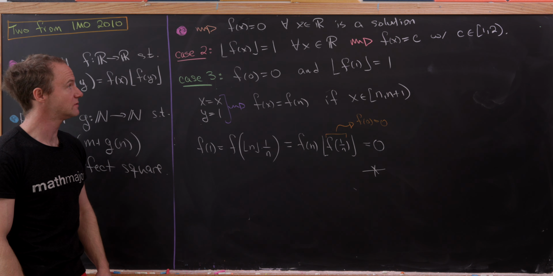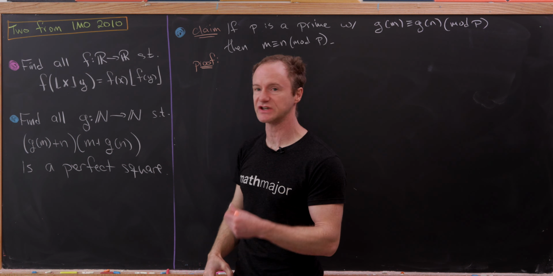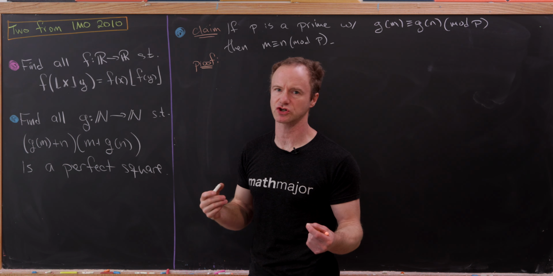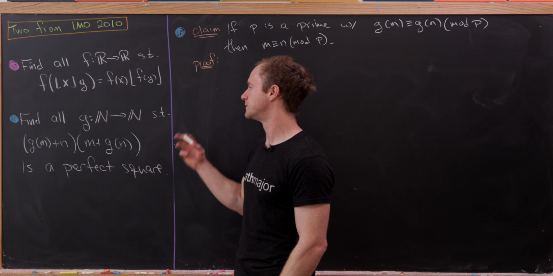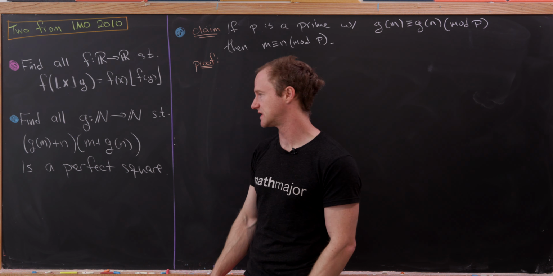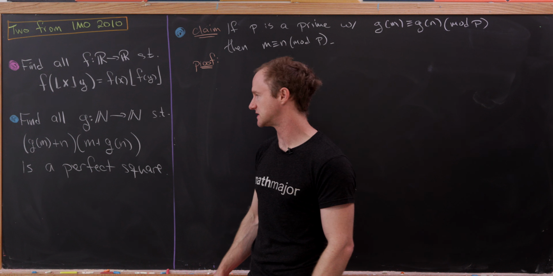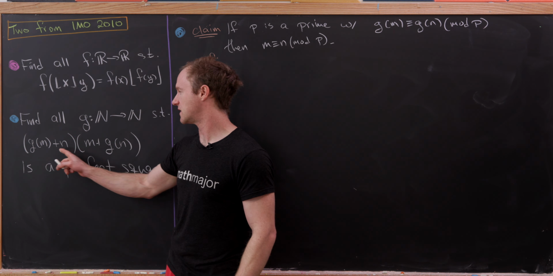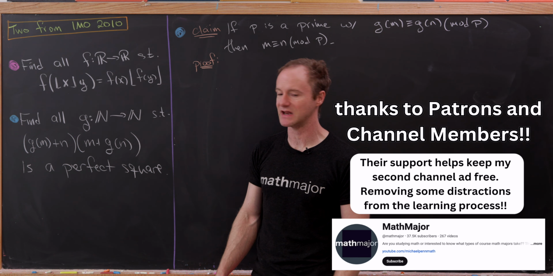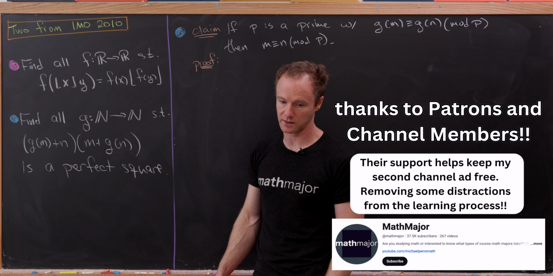Okay, so we just finished looking at this first functional equation. Now we're ready to look at the second, which isn't really a functional equation. It's more of like a functional relationship, if you will. So our goal is to find all functions g from natural numbers to natural numbers, which we're taking to mean positive integers, such that g of m plus n times m plus g of n is a perfect square.